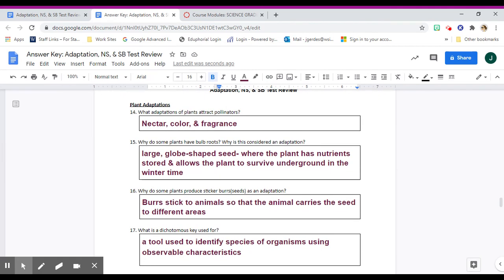Okay, let's move on to number 14. What adaptation of plants attract pollinators? Things like nectar, color, and the fragrance of the flower.